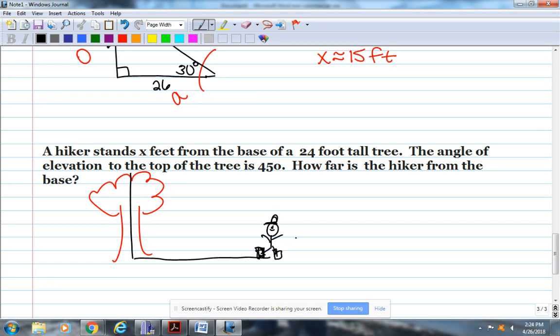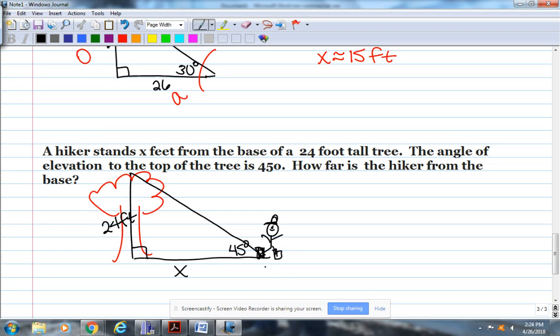The hiker stands X feet from the base of the tree. We're assuming that the tree is standing straight. The height of the tree is 24 feet. How far is the hiker from the tree? It says the angle of elevation to the top of the tree is 45 degrees. So the angle that he's standing from the ground is 45 degrees.